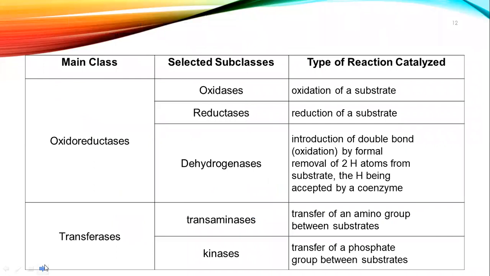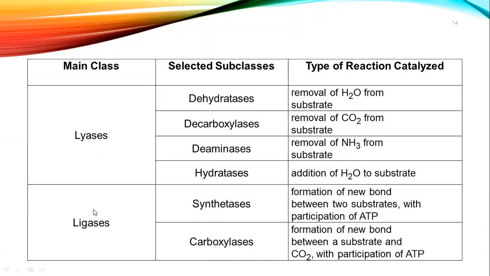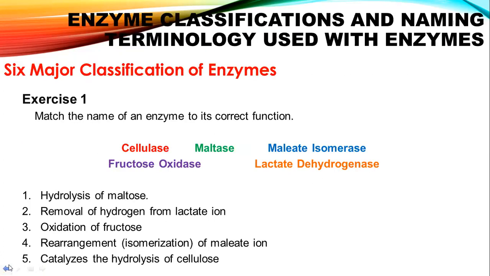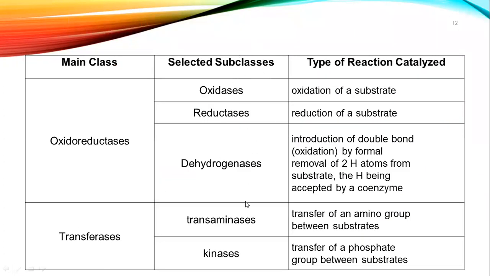Okay, so in summary, we have the main classes: oxidoreductase, transferase, hydrolase, isomerase, lyase, ligases. And there are selected subclasses that usually belong under each main class.